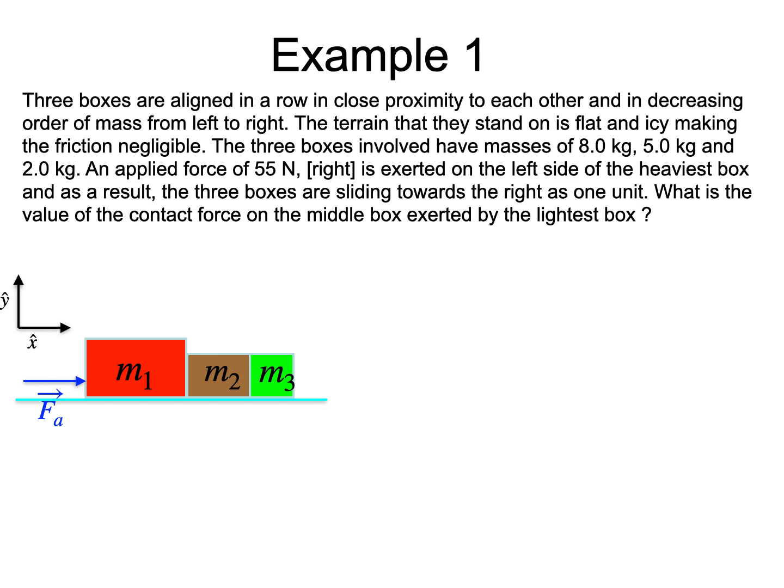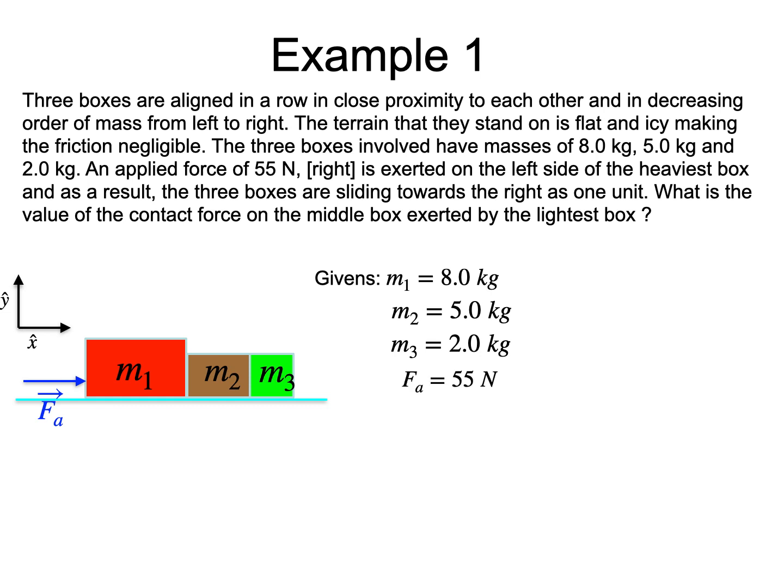The givens include the masses of each box, and since they are placed in decreasing order of mass from left to right, we have that M1 is equal to 8 kilograms, M2 to 5 kilograms, and M3 to 2 kilograms. The magnitude of the applied force is 55 Newton. Since the motion is strictly horizontal, none of the boxes have a vertical component for the acceleration. The reference to icy surfaces in physics often means that the friction is considered negligible.